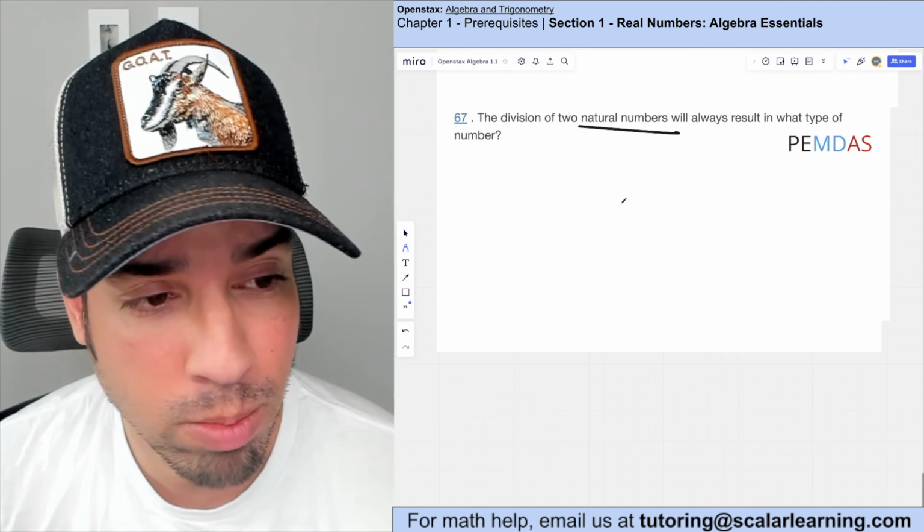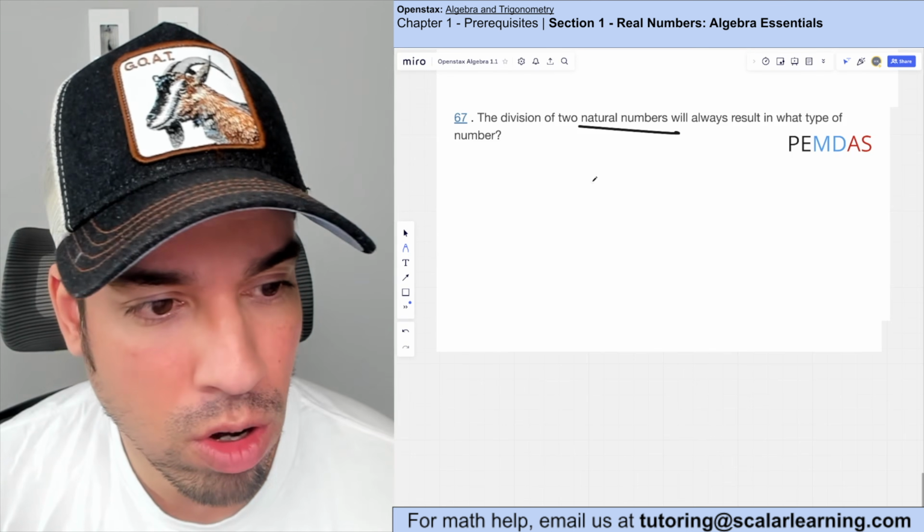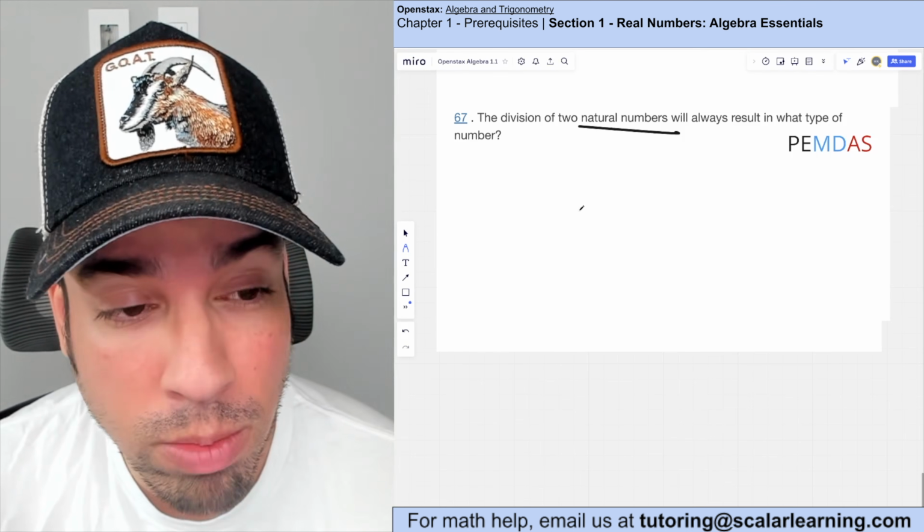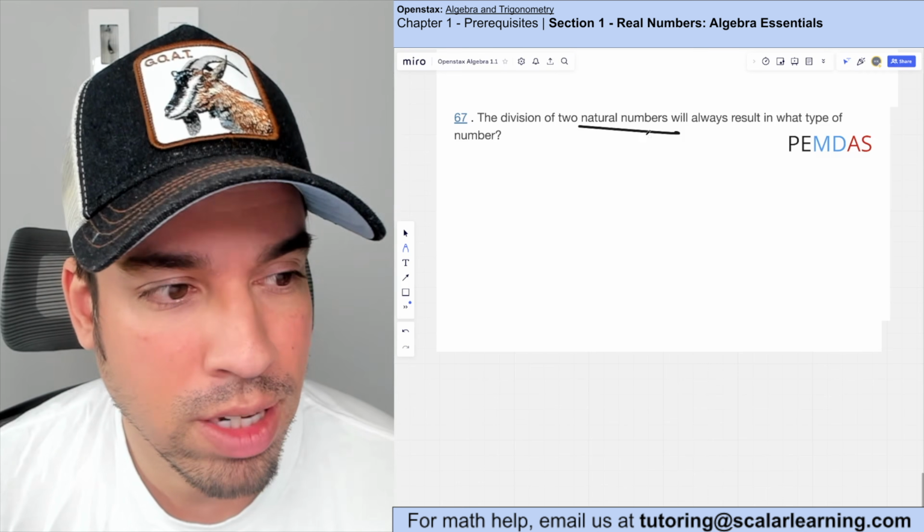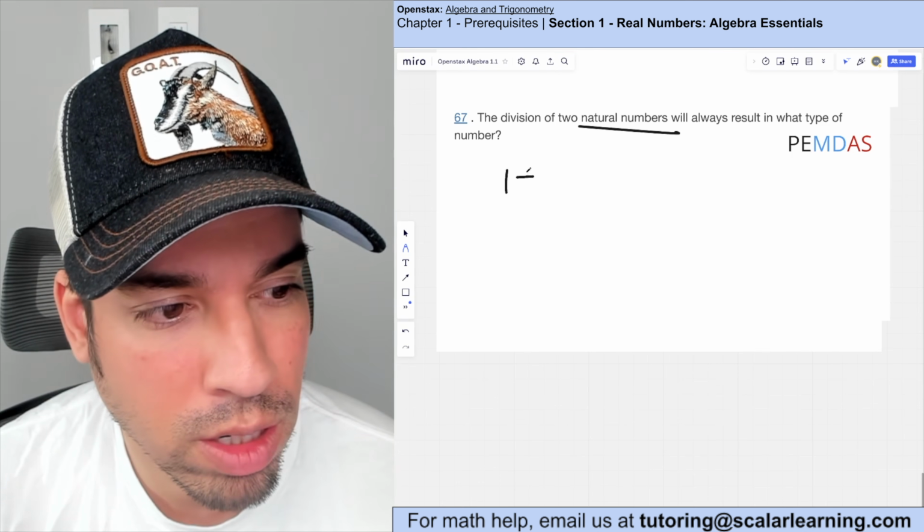The division of two natural numbers will always result in what type of number? So what are natural numbers? Natural numbers are 1, 2, 3, 4, 5. They're like whole numbers that you just don't include 0. So an example of a natural number would be 1 divided by 2.